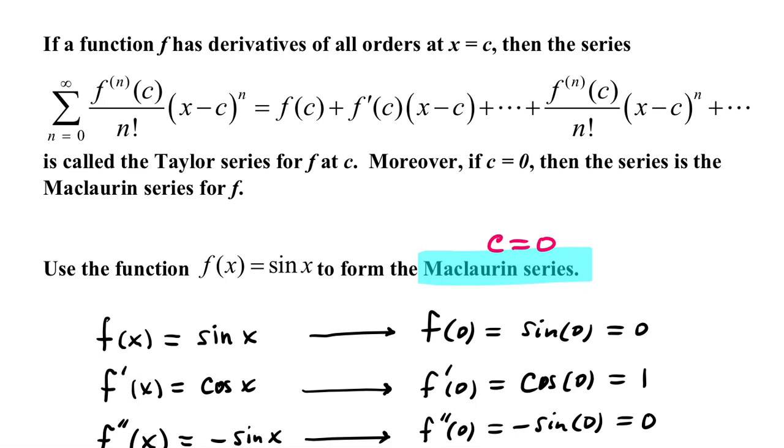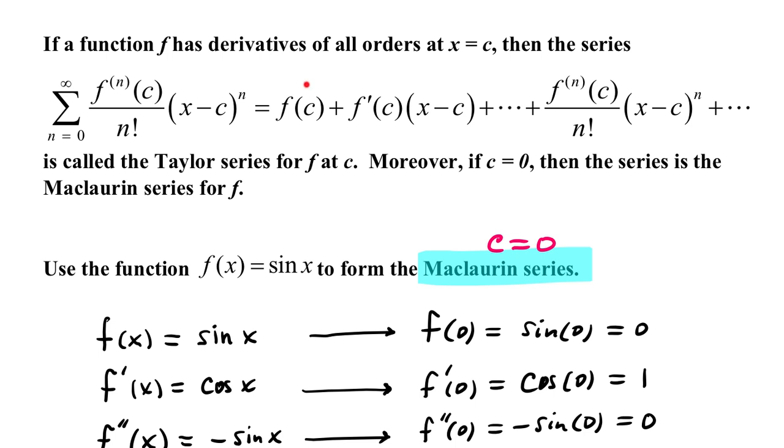If a function f has derivatives of all orders at x equals c, which is the center, then the series given across the top of your screen, this n represents the number of derivatives. N will go from 0 to infinity as you add throughout the list. 0 factorial is defined as 1, so this is okay to be defined this way.